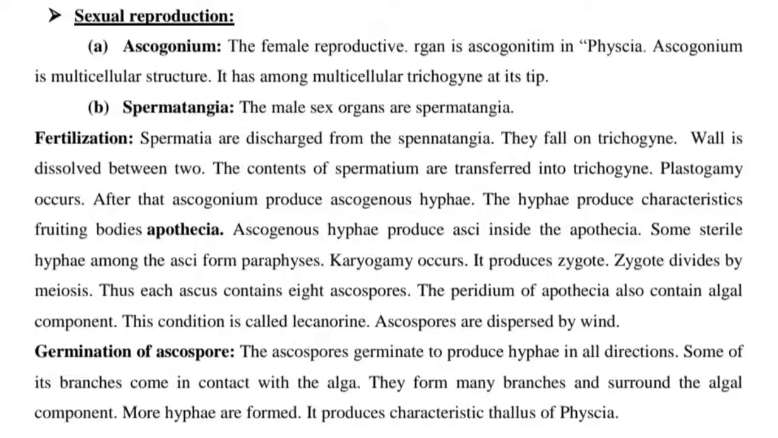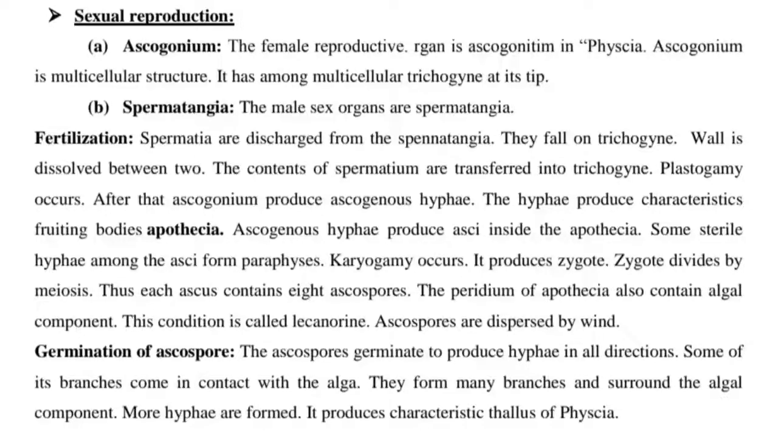Sexual reproduction. A. Ascogonium. The female reproductive organ in Physcia is the ascogonium. Ascogonium is a multicellular structure. It has a multicellular trichogyne at its tip. B. Spermatangia. The male sex organs are spermatangia. Fertilization. Spermatia are discharged from the spermatangia. They fall on the trichogyne. The wall is dissolved between the two. The contents of the spermatium are transferred into the trichogyne.